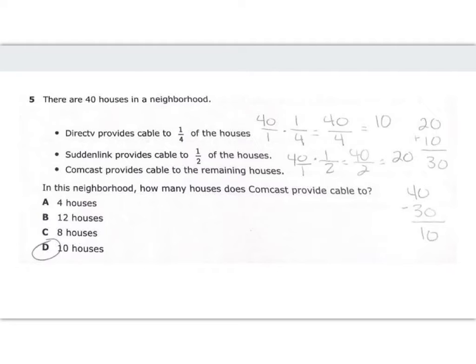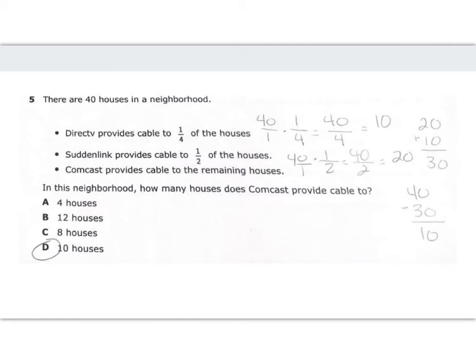All right, number 5, there are 40 houses in a neighborhood. DirecTV provides cable to 1/4 of the houses. Suddenlink provides cable to 1/2 of the houses. Comcast provides cable to the remaining houses. In this neighborhood, how many houses does Comcast provide cable to?